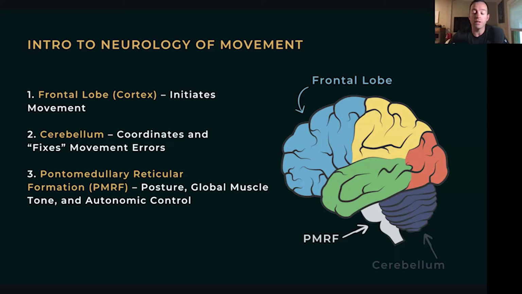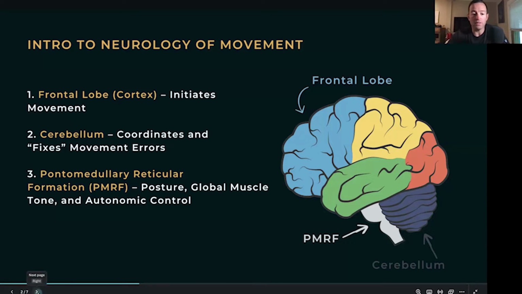Okay, so all three of these structures are super important to us when we start to look at how movement is created by the brain. So the frontal lobe is the initiator of voluntary movement. The cerebellum is the structure that helps us coordinate movement and fix those errors that we might encounter as we're doing it and correct those errors. And number three, the pontomedullary reticular formation is the brain stem, and it is directly related to posture, muscle tone, and even autonomic control.